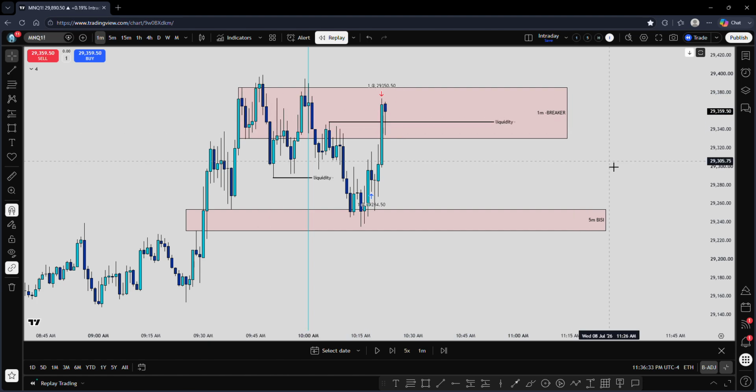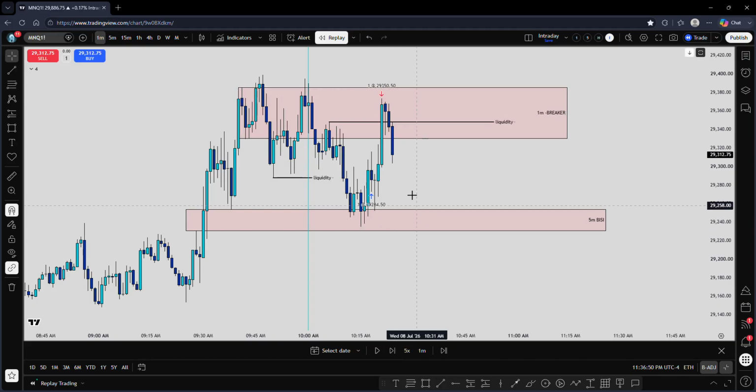Although 1 minute does work out beautifully, so we're going to call it A plus because it is what it is. The A plus is this right here, the breaker, liquidity, and then the inversion for value gap. So everything so far is lining up to make this an A plus trade. If we get this close below this inversion for value gap, this is an A plus trade.